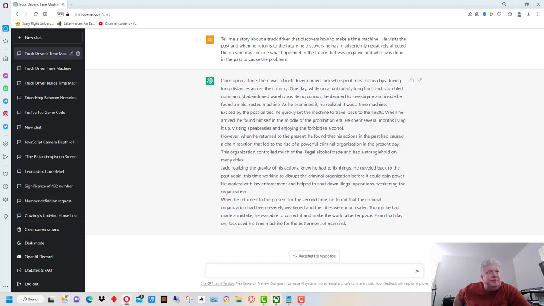He worked with law enforcement and helped to shut down illegal operations, weakening the organization. When he returned to the present for the second time, he found the criminal organization had been severely weakened and the cities were much safer. Though he had made a mistake, he was able to correct it and make the world a better place. From that day on, Jack used his time machine for the betterment of mankind.